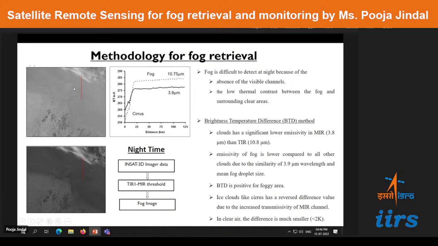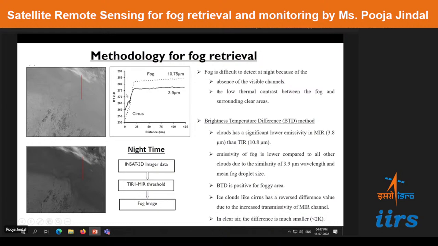So this is our thermal channel and this is the mid-IR channel. This is the part of the fog, this area. You can see this is a smooth area. This is the foggy area. This white patch is nothing but cirrus cloud. I have drawn a transect over here, and took the values over each of the pixels over this line and plotted them over here.